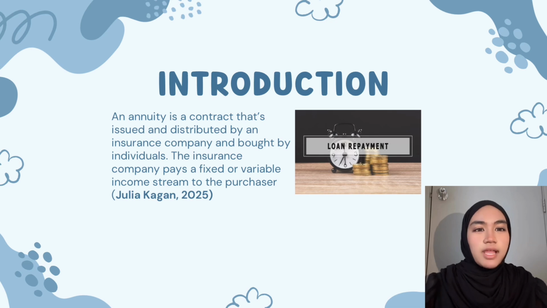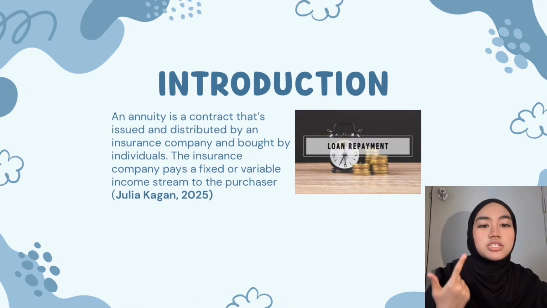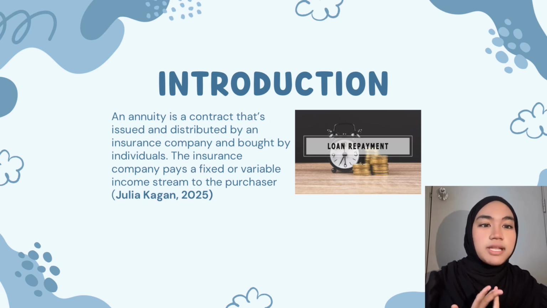First and foremost, I would like to explain the introduction of annuities. An annuity is a contract issued by an insurance company and bought by individuals, where the insurer pays a fixed or variable income stream to the purchaser. It is a series of equal payments made at regular intervals. There are 5 examples of annuity: regular deposit to a savings account, monthly shop rentals, monthly insurance payments, annual dividends received, and monthly pension payments.